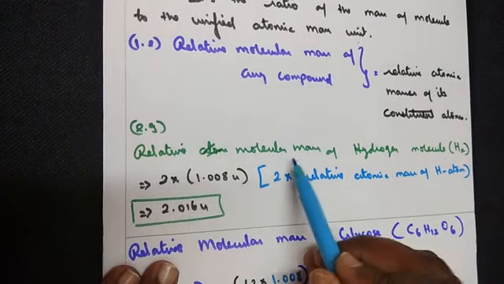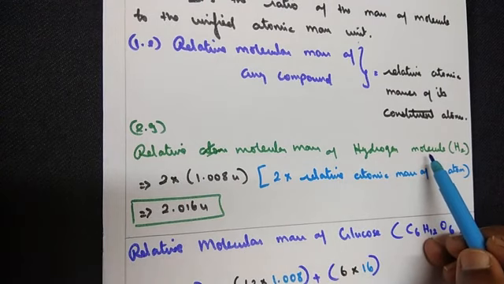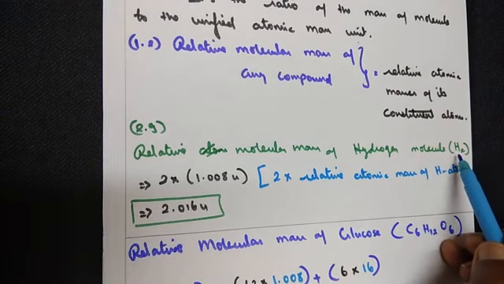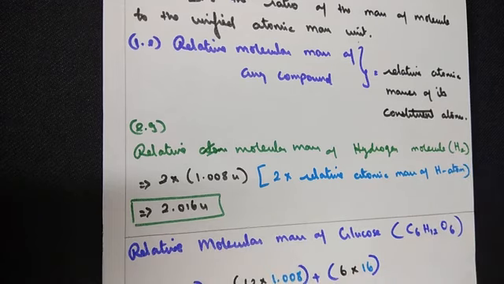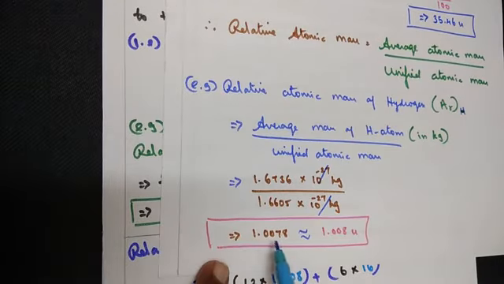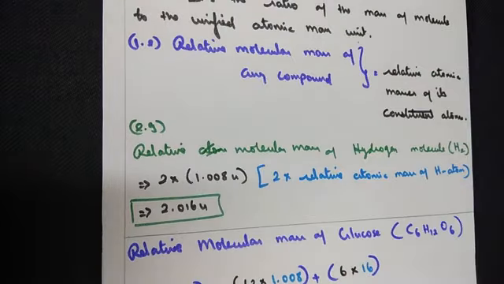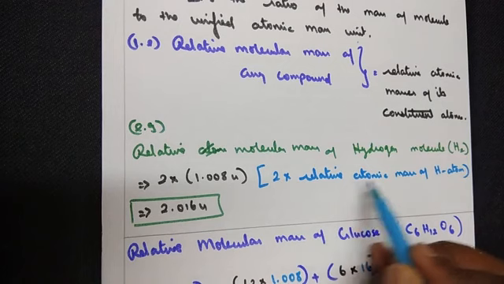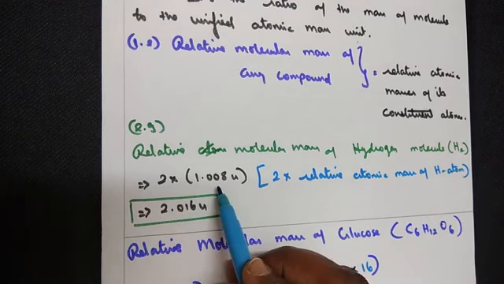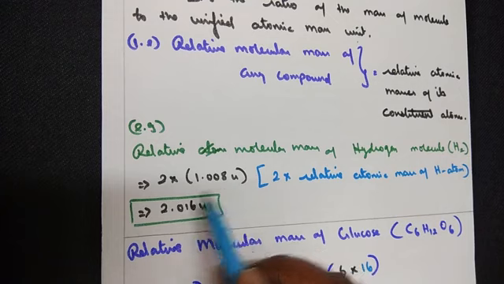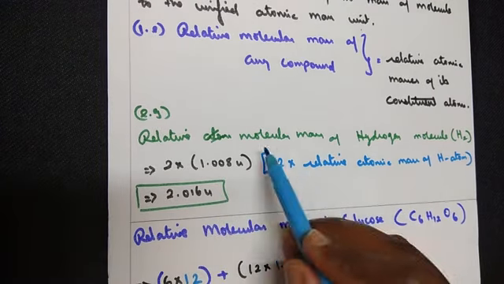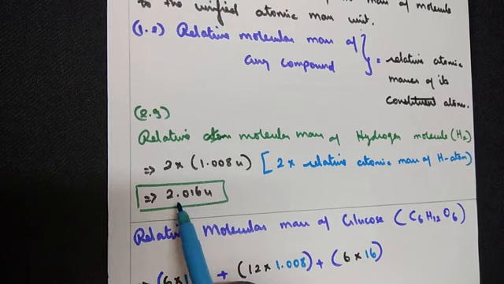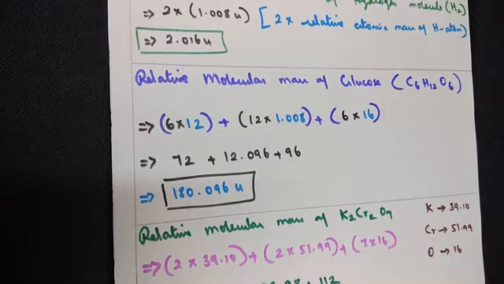Example: we are asked to calculate the relative molecular mass of a hydrogen molecule. Now, in a hydrogen molecule, how many atoms are there? 2 atoms are there. The weight of one atom we have calculated to be 1.008. So 2 into the relative atomic mass of hydrogen, that we have calculated to be 1.008. Multiplying, we get the relative molecular mass of hydrogen as 2.016 U.